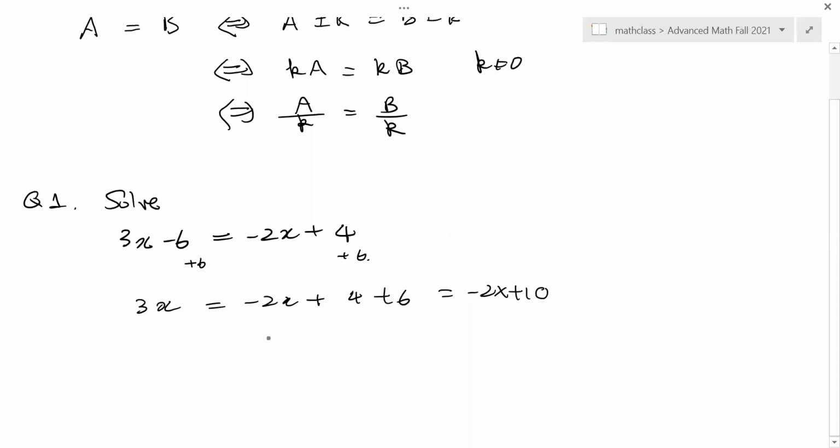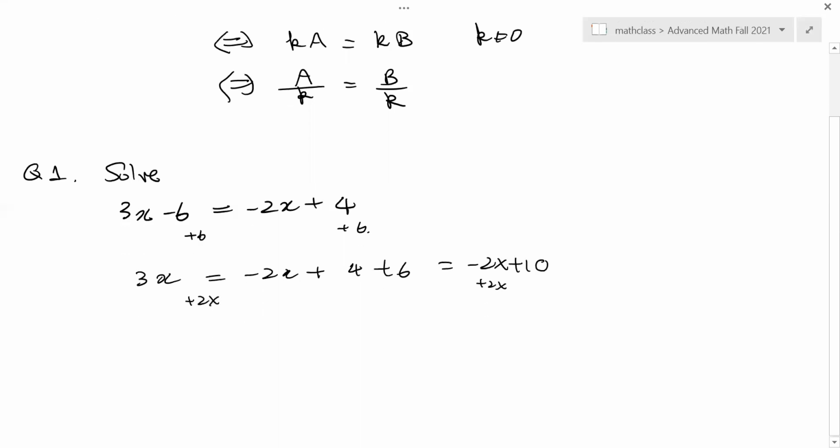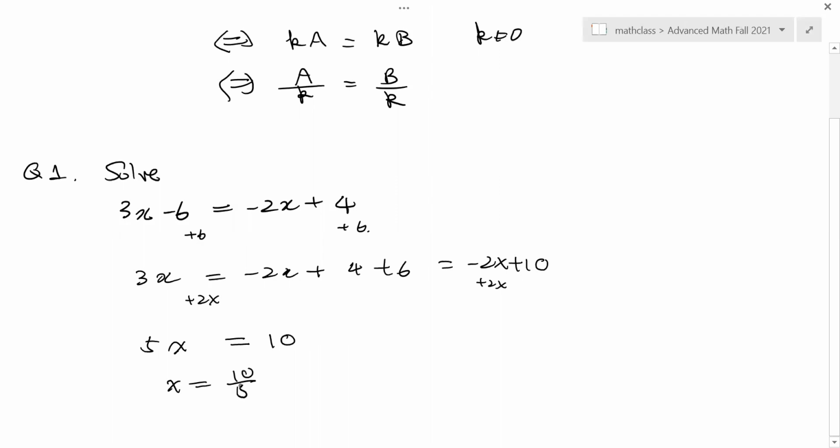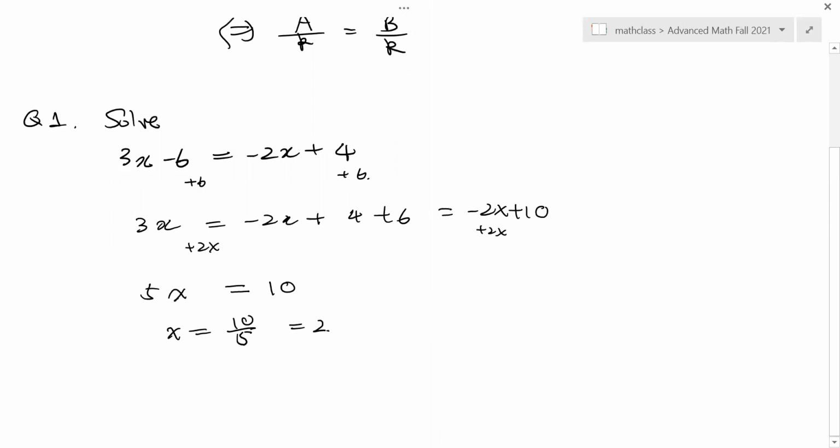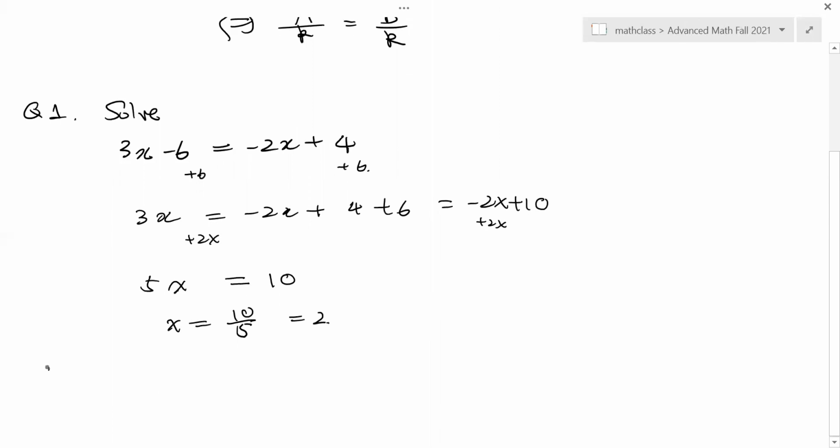What we actually did here is add 6 to both sides. Then we add 2x to both sides. You can get rid of the 2x on the right hand side. So it's 5x equals 10. Then x is going to be 10 divided by 5, both sides divided by 5. The answer is 2. All right, so that is easy.